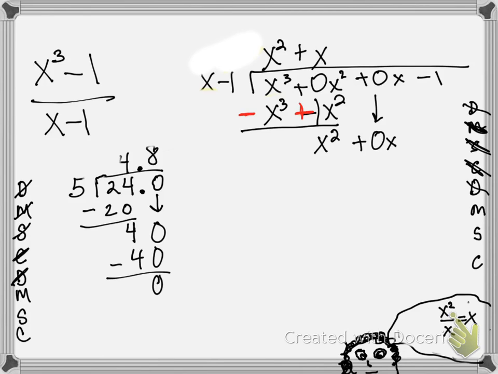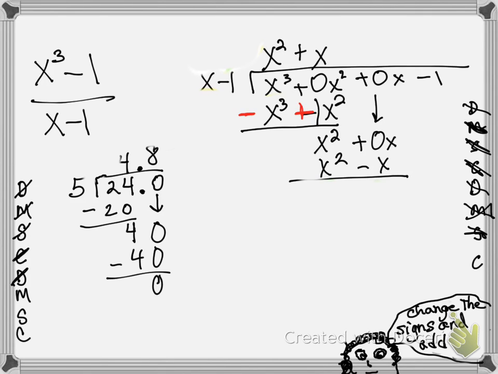The next step is multiply. So we'll multiply x times x and times negative 1. And we'll get x squared and negative 1x. Now we're going to subtract, which means change the signs and add. And we'll get x, and we'll carry down.